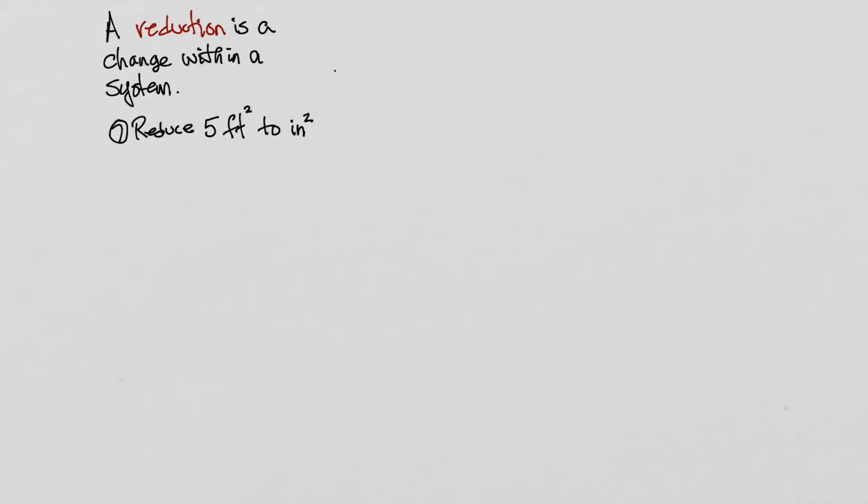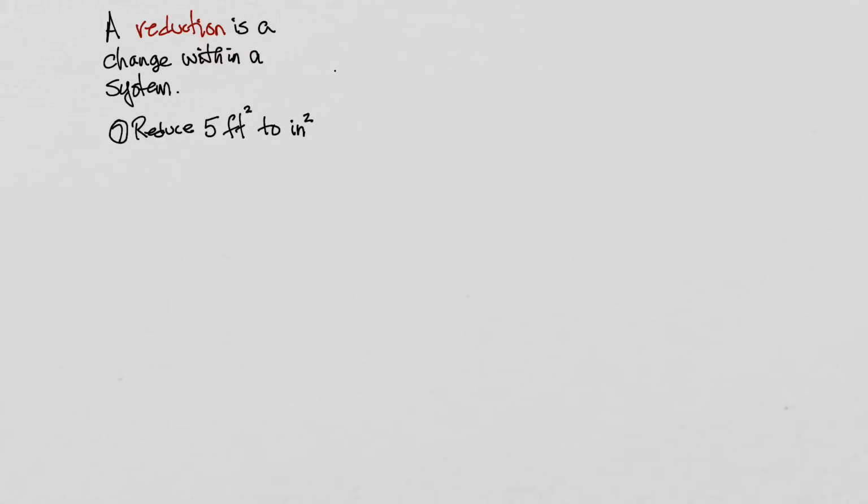So let's look at this, a reduction. This is what we call this. A reduction is a change within a system. So we're in the English system here. We're going from feet to inches. If we were going from meters to millimeters, that would still be a reduction as long as we're in the same system. So let's try this. Let's reduce 5 square feet to square inches.